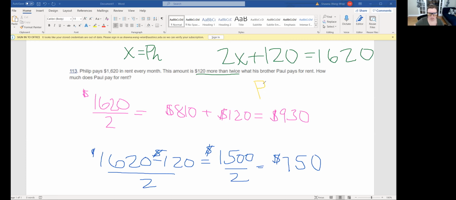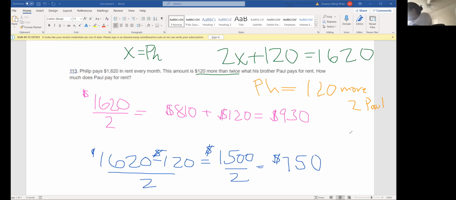Okay, so maybe I should write that. I don't know if you can see yellow. Let me use a different color. Yellow's bad. Let me use orange. Okay, so Philip is paying, I'll put an equal sign for paying, how much again? 2 times Paul? Or 120 more than 2 times Paul? Is that right? Is that what that says?